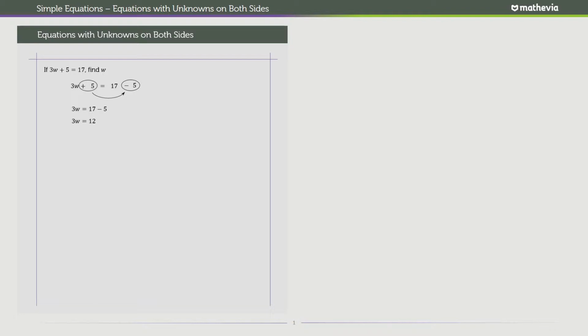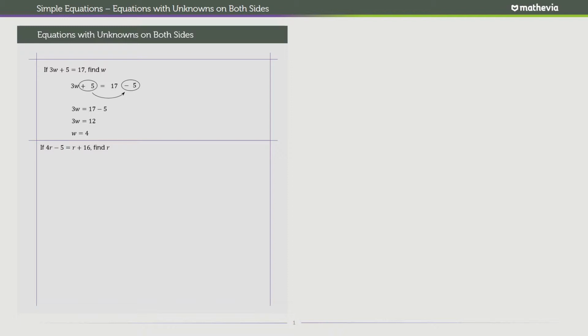Now you have a number multiplying your unknown, and you need to get rid of that number. So what you do is you divide both sides by that number. You have 3w equals 12. We're going to divide both sides by 3, and when we do that we end up with w on the left, and 12 divided by 3 is 4, so we have w equals 4, and that is how you solve a simple equation.